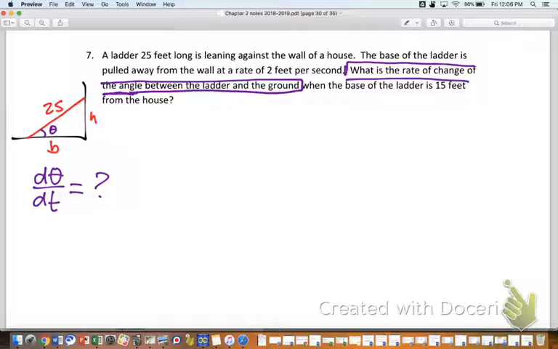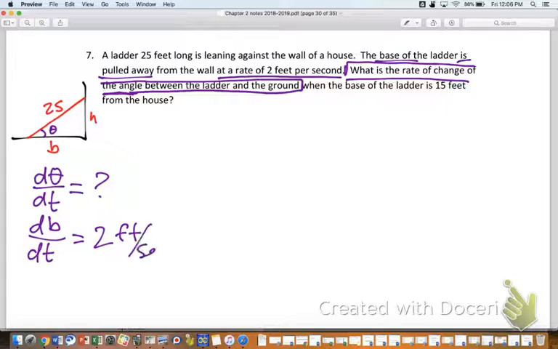Okay. So then I'm going to look for other rates. So I see the base is pulled away at a rate of 2 feet per second. So just like before, someone's pulling the base away at a rate of 2 feet per second. That sounds a lot like dB dt to me. Based on my picture, you might have slightly different letters, but I hope that makes sense. Any questions? All right, and then dB dt specifically is 2 feet per second. That's a rate. I look for other rates, and in this case I don't see any other rates, and so I'm ready to move on.